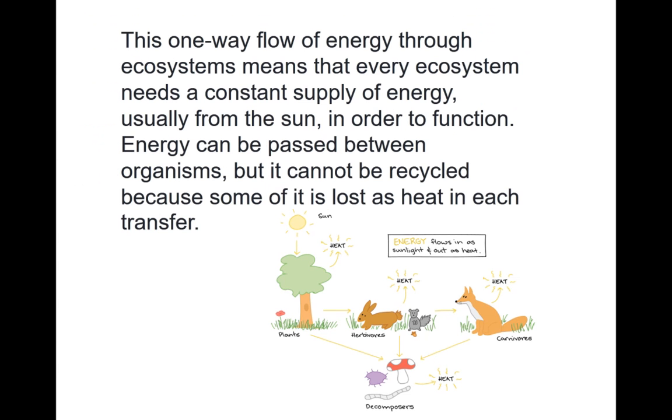The one-way flow of energy through an ecosystem means that every ecosystem needs a constant supply of energy, usually from the sun, in order to function. Energy can be passed between organisms, but it cannot be recycled because some of it is lost as heat in each transfer.